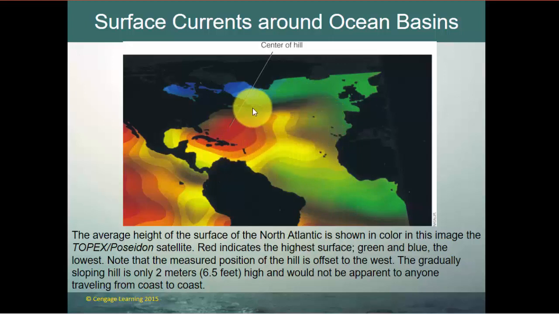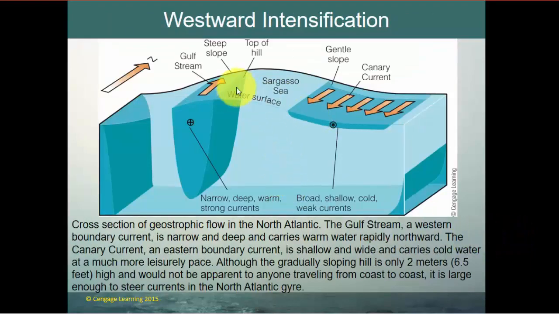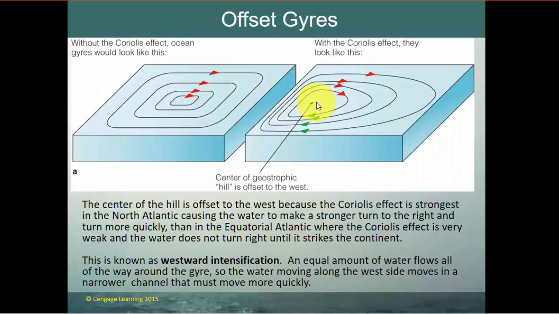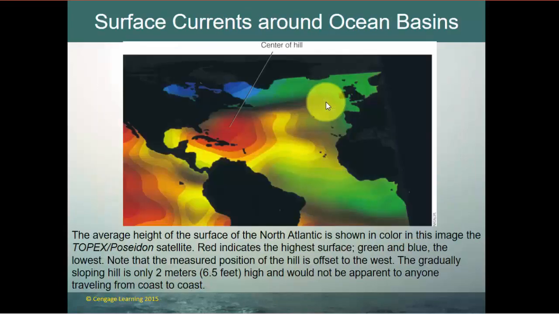And that hill we talked about in the center of the Atlantic Ocean is offset to the west. The actual hill is going to be offset to the west. If we look back here, the hill is offset closer to the western boundary current. And we see that here as well, with the center of the geostrophic hill being offset to the west. So the average height of the surface of the North Atlantic is shown in color in this image from the Topex Poseidon satellite. Red indicates the highest surface, green and blue the lowest. So you can see that this hill is offset to the west with the western boundary current, the western intensification.